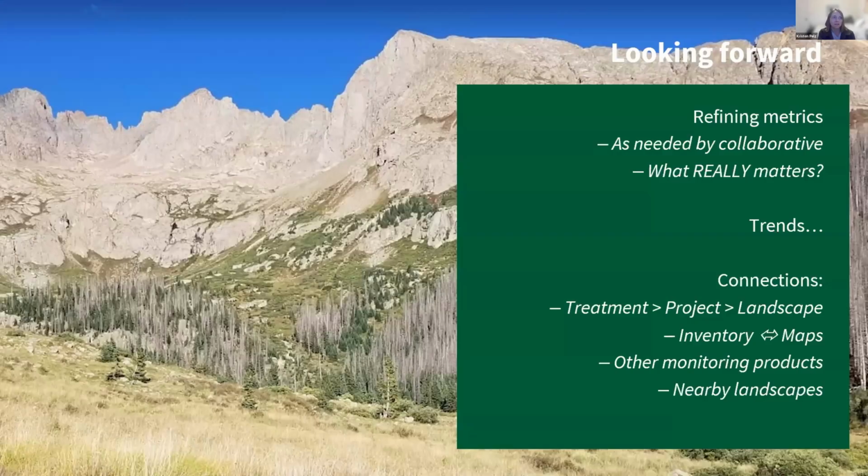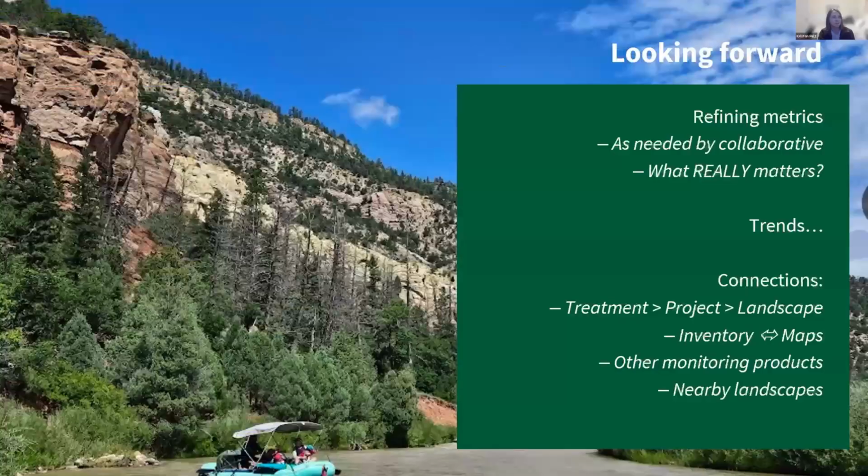There's a lot more to do here, figuring out how we might refine metrics as they're needed by the collaborative, and really thinking about what really matters in terms of fire on the landscape. We also need to think about how we analyze trends, considering our low response rates. Our trends are pretty impacted by our stratification. And then also thinking about how we connect from the treatment scale to the landscape scale and how we connect with other products. So with that, we might be thinking about the Rio Chama landscape, which is here.